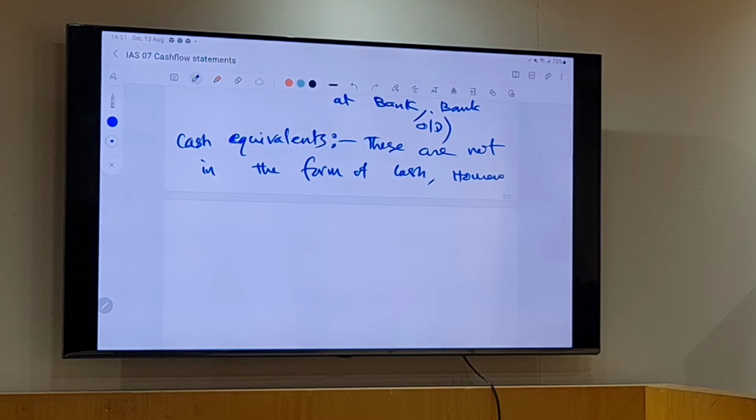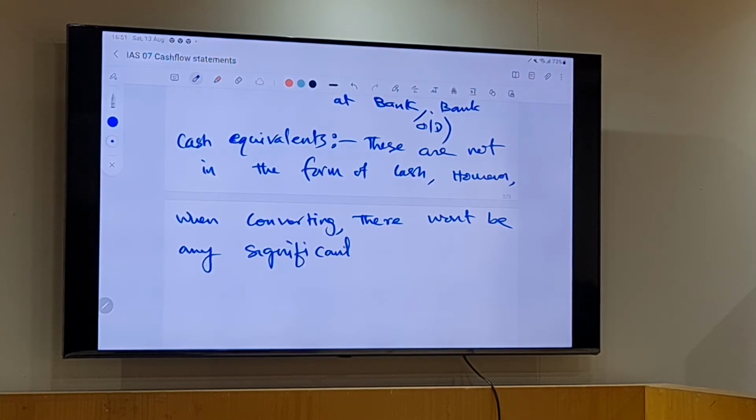However, when converting, there won't be any significant loss of value. A good example is short-term deposits in the bank: overnight deposit, call deposit, short-term deposit, whatever you call it. Sometimes a business has extra cash in the current account, but the owner thinks we can make some extra money. In the meantime he doesn't want to put it in a fixed deposit. If you put it in a fixed deposit, what will happen? He cannot take the money as and when he wants.